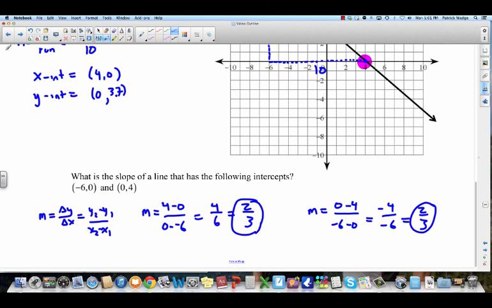All right. Have fun doing all these graphs. Remember, they should all be lines.